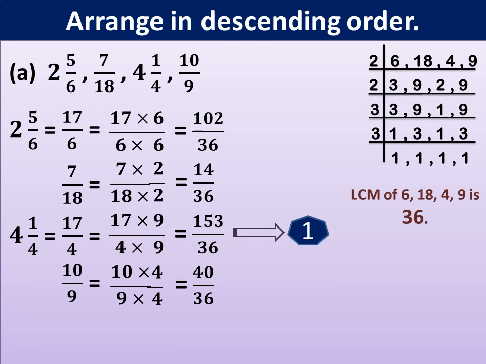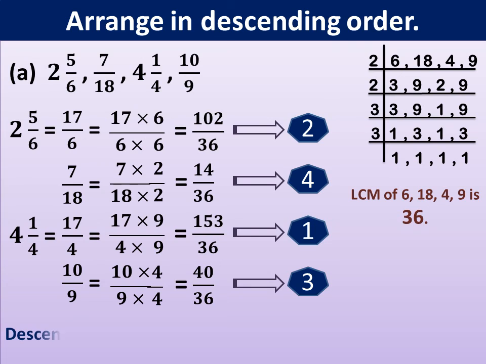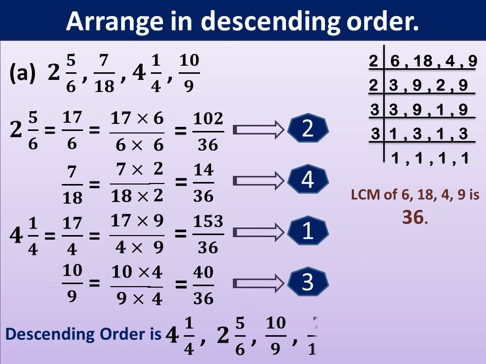Then 102 upon 36, label it as 2. Then 40 upon 36, label it as 3. And then 14 upon 36, label it as 4. So the descending order is 4 1 upon 4, 2 5 upon 6, 10 upon 9 and 7 upon 18. Hope you understand how we will arrange the fractions in descending order.